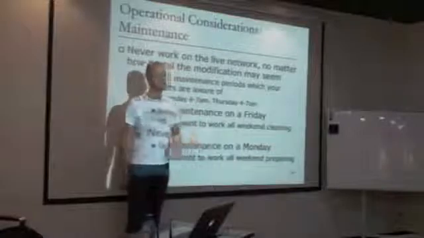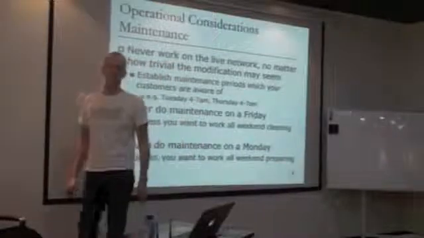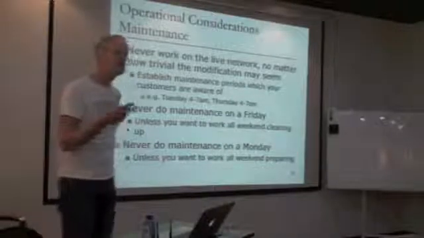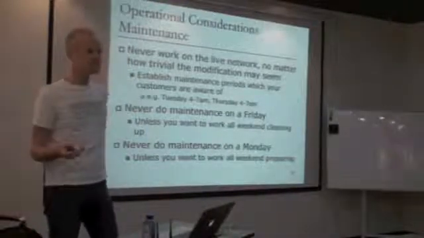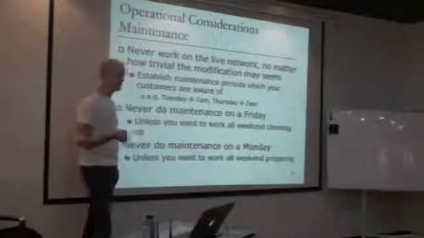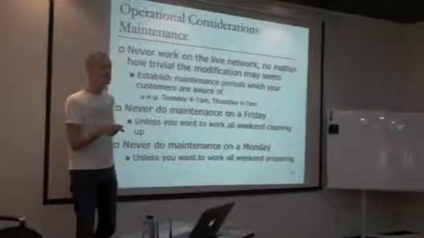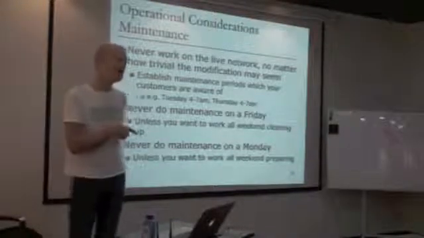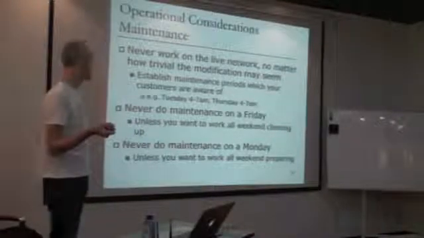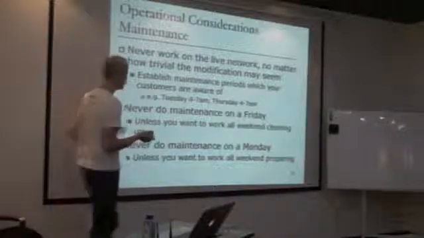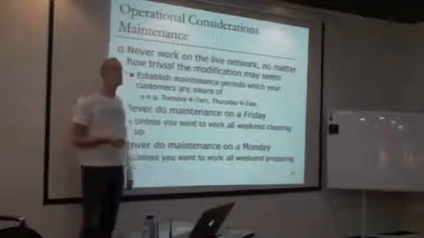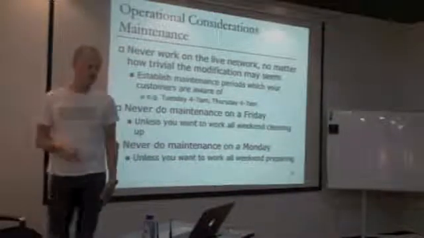Tuesday 4 to 7, Thursday 4 to 7 is very typically used in the industry. Tuesday 4 to 7 a.m. means you spend Monday getting ready. Thursday 4 to 7 means you can spend Wednesday getting ready. Whereas if you try and do Monday 4 to 7, you work the weekend. You do Friday 4 to 7, you probably have to work the weekend fixing things. Right? So maintenance never happens on Fridays or Mondays. Tuesday and Thursday is very, very common in SP networks.